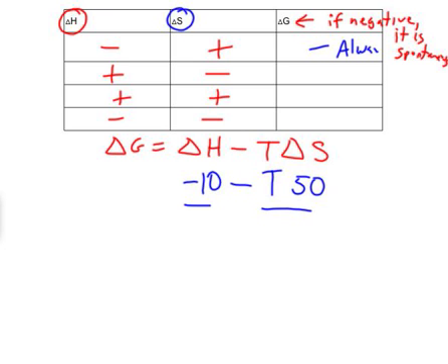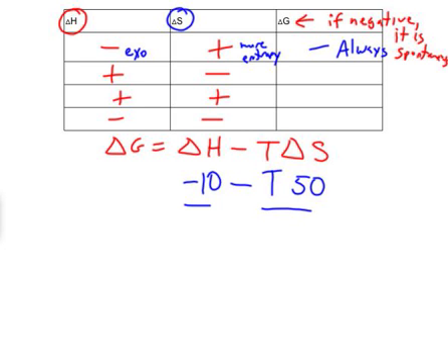And that should make sense because this represents an exothermic reaction, which the universe likes, and this represents more entropy, which the universe also likes. So both driving forces are going towards the reaction occurring. So that will always occur because delta G is always negative.